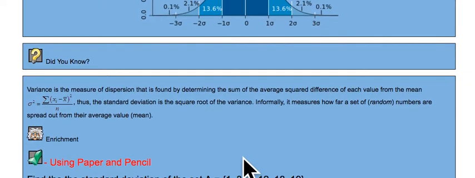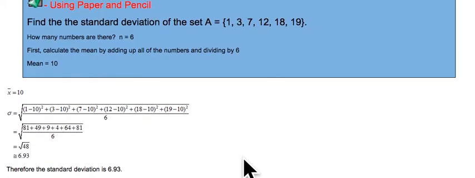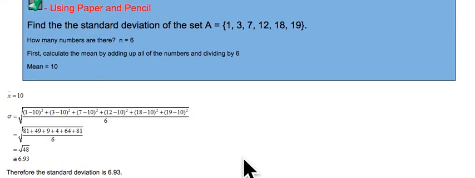Same kind of thing. So if we wanted to calculate the standard deviation, I'm hoping I can, perfect, using the piece of paper, find the standard deviation of a set A. A is just a random set of numbers in this case. A could be anything. But here we have the numbers 1, 3, 7, 12, 18, and 19, conveniently already placed in order for us. So how many numbers are there? There's 6. You can count those yourself. So 1, 2, 3, 4, 5, 6.